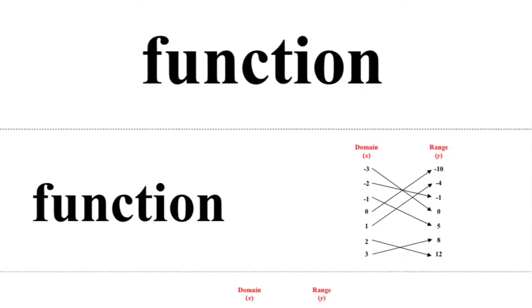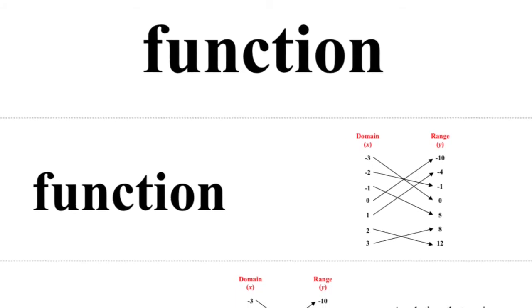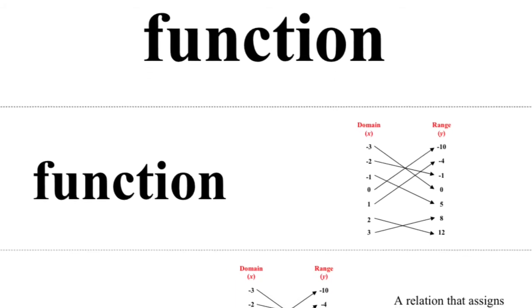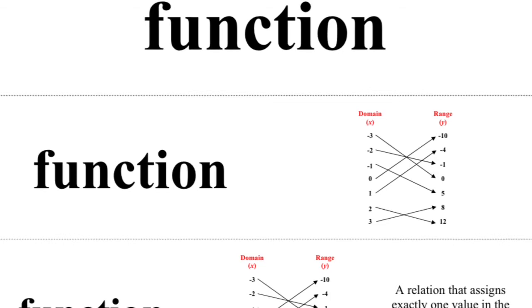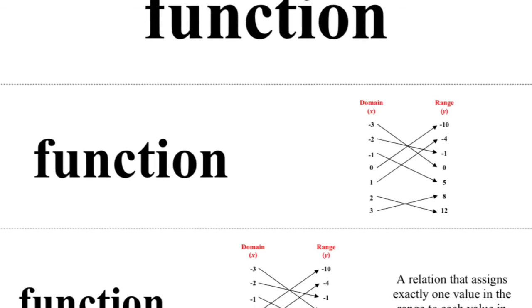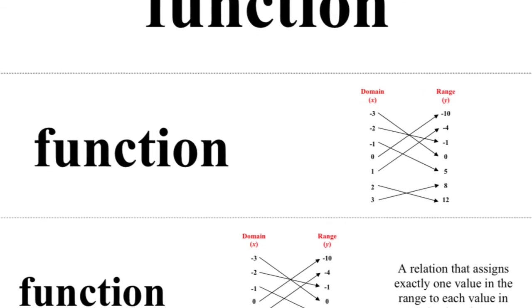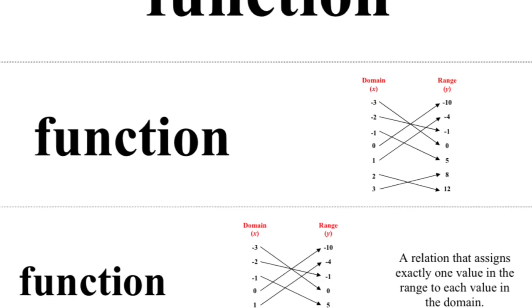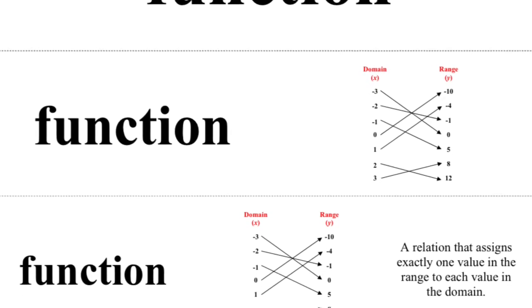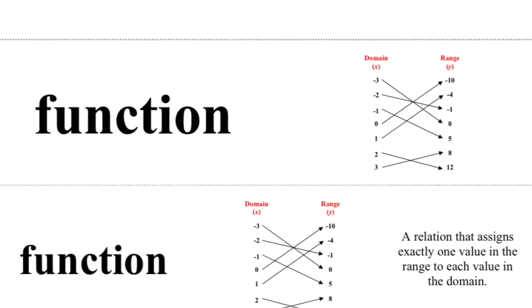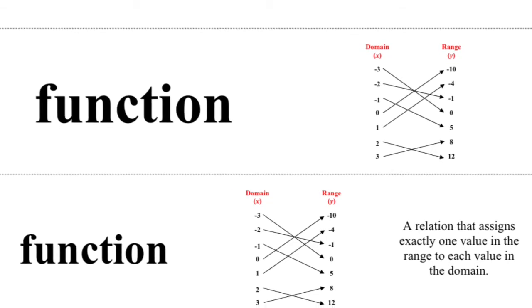A function is a relation in which each member of the input, also known as the domain, matches up with exactly one member of the output, known as the range. If you noticed in this, every member on the left side points to exactly one member on the right side.